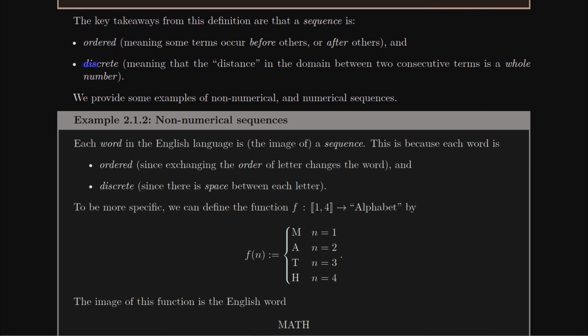I've already kind of covered this, but sequences are also discrete. And by discrete, really, even the English meaning of discrete is that the distance between 2 consecutive terms is a whole number. We're not a continuum.